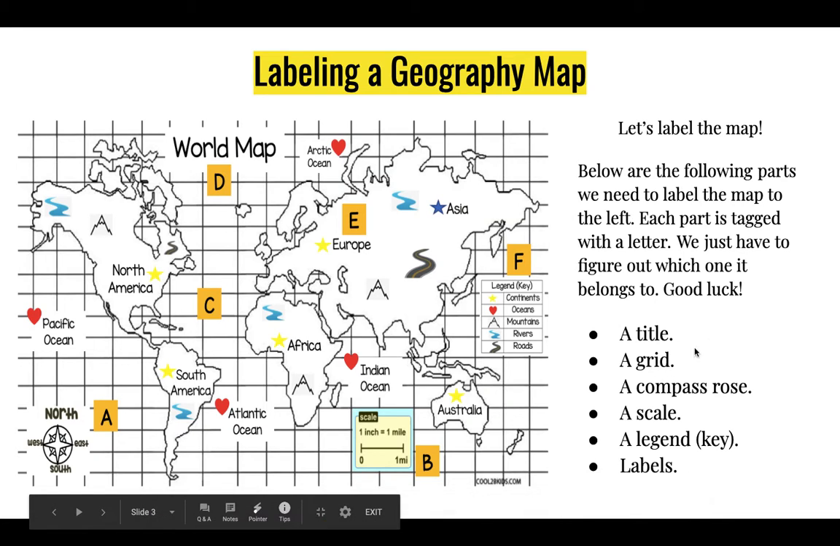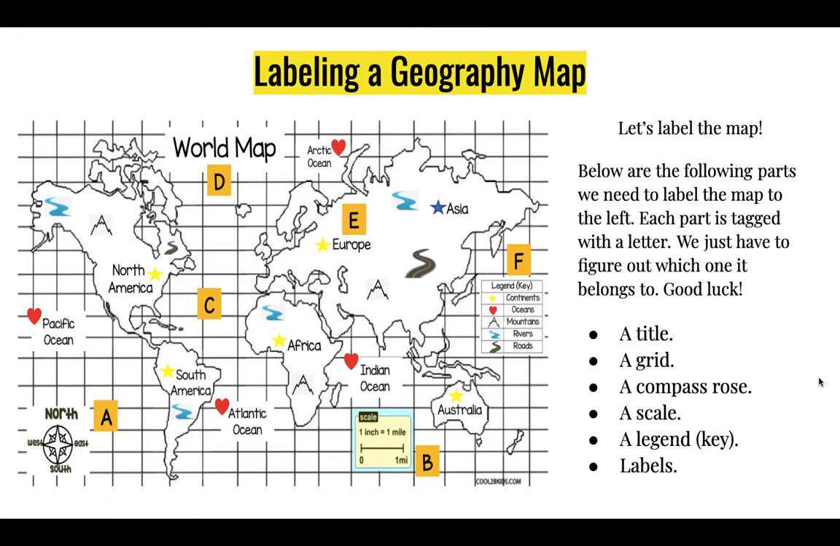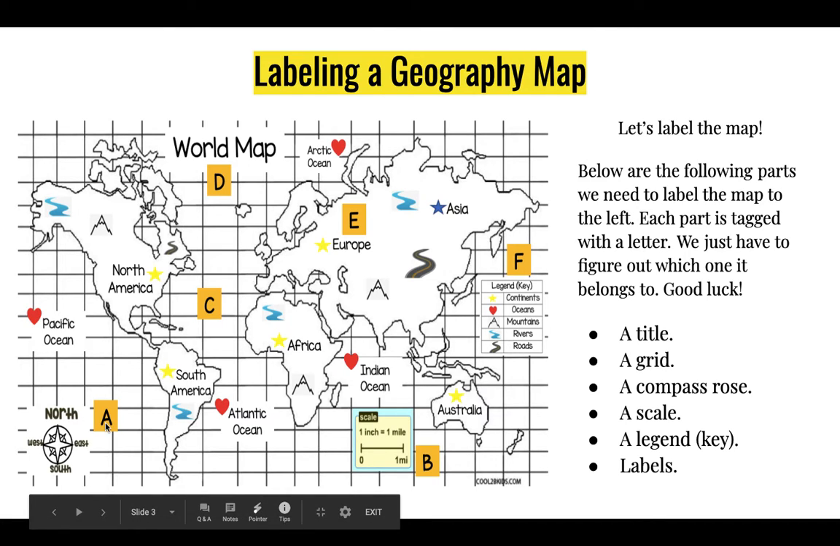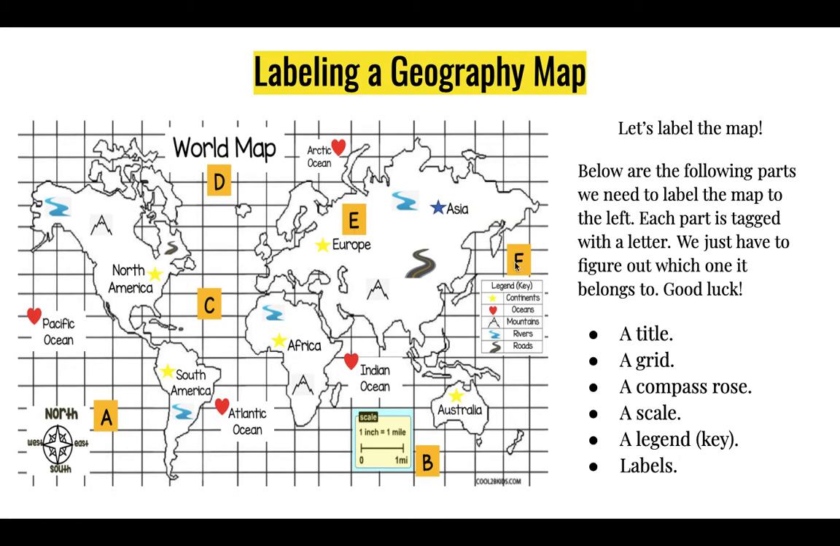Our next slide is our assignment, labeling a geography map. So let's label this map. Below are the following parts we need to label on the map to the left. Each part is tagged with a letter. We just have to figure out which one it belongs to. Good luck! So, if you see over here, we have the letters A, B, C, D, E, and F.